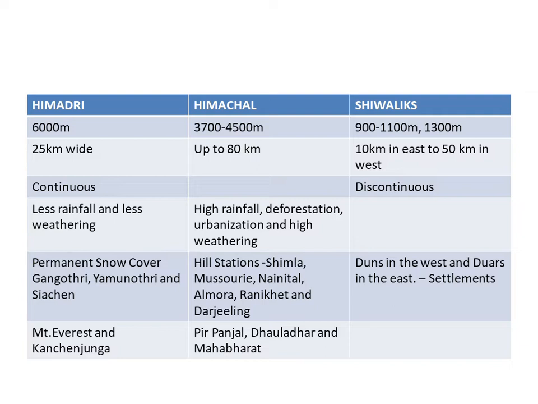High weathering means the rocks are breaking down at a very high rate. And in Himadri, we have permanent snow cover, so we have the glaciers Gangotri, Yamunotri, and Siachen. From Gangotri only, the Ganga river is emerging, and from Yamunotri only, the Yamuna river is emerging. So these are the glaciers from which the rivers originate.